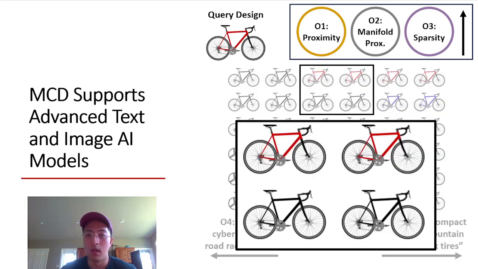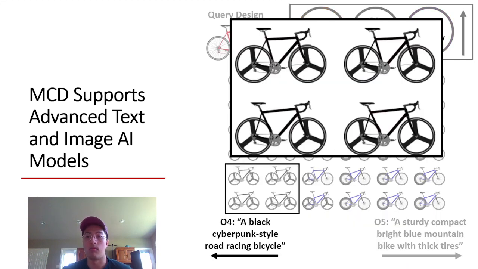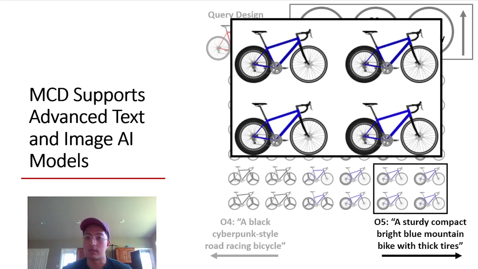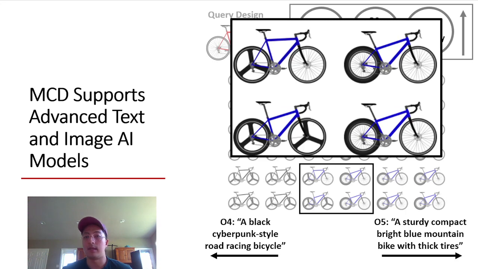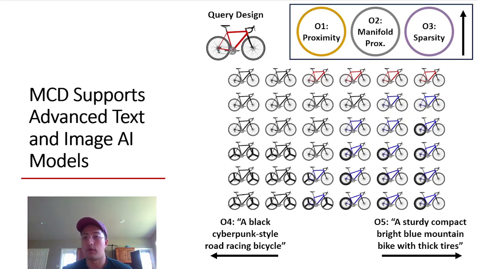in this example. So towards the top, since we prioritize similarity and sparsity, we get designs that resemble the original design. Towards the bottom, designs are more free to deviate from the query. In the bottom left corner, designs are more similar to what we would probably conceptualize for a cyberpunk-style road bike. On the right, the designs look a little bit more like blue mountain bikes. And in the center, we have an interesting blend of features, kind of striking a trade-off between the 2 text prompts.